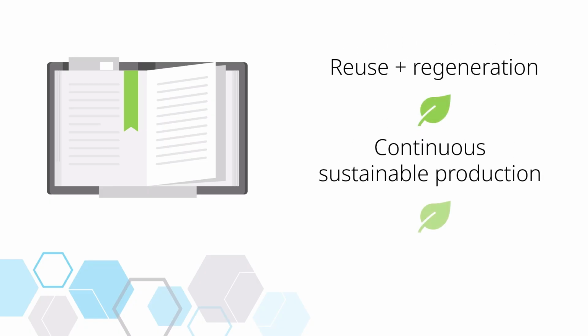The Oxford Dictionary defines a circular economy as an economic system based on the reuse and regeneration of materials or products, especially as a means of continuing production in a sustainable or environmentally friendly way. Wait a minute. That sounds exactly like what we want to do. I think we're onto something here. Let's explore this a bit further.